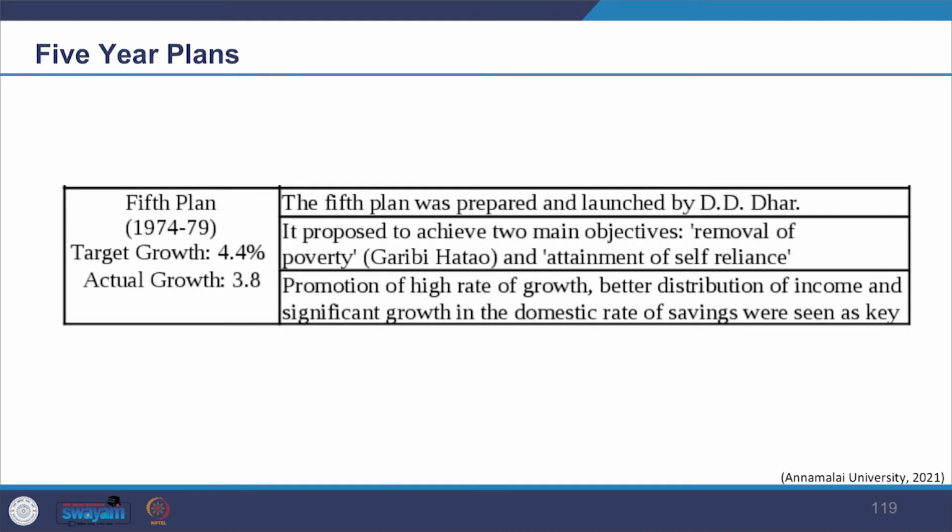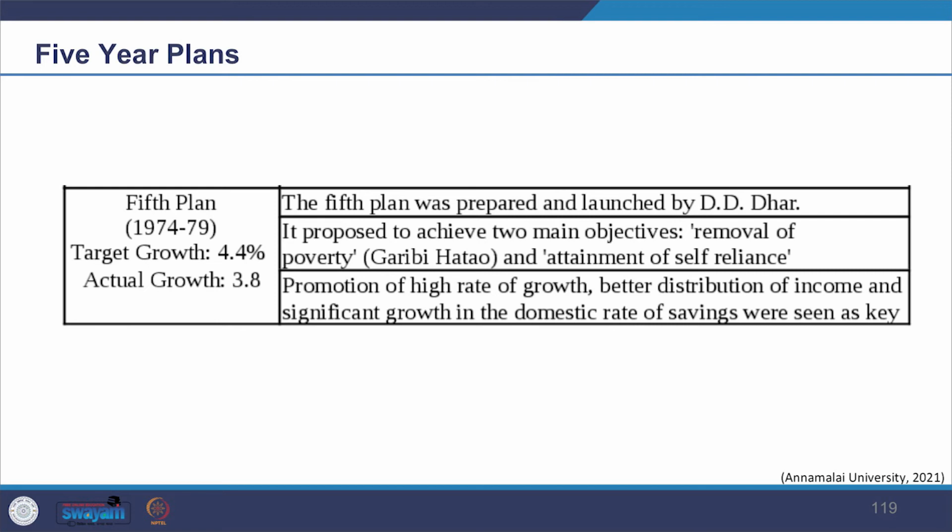Moving forward in the timeline, we see the fifth five-year plan from 1974 to 79. This plan was launched amidst massive inflation due to the rise in oil prices. The focus of the plan was to remove poverty, Garibi Hatao, and attain self-reliance. The key instruments for development were income distribution and improvement in saving.